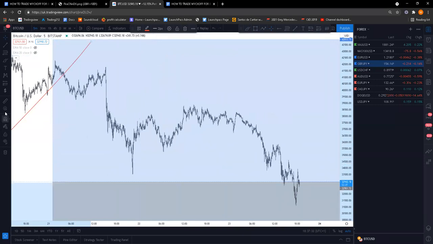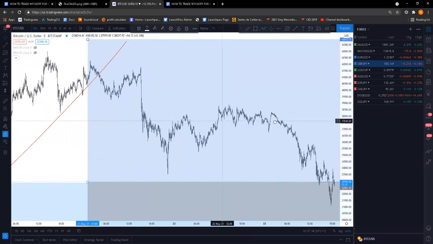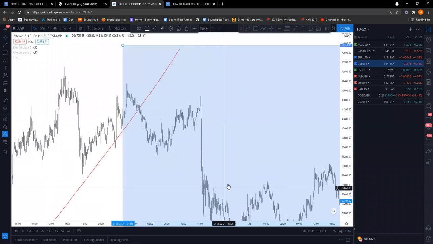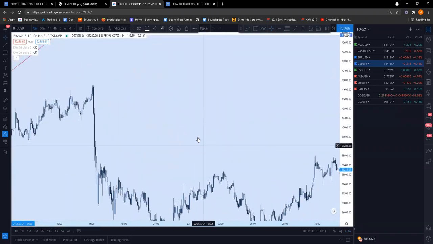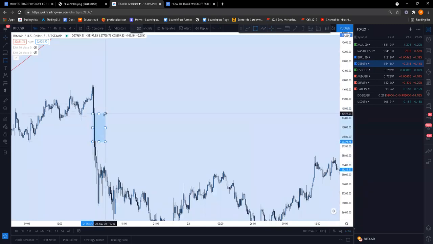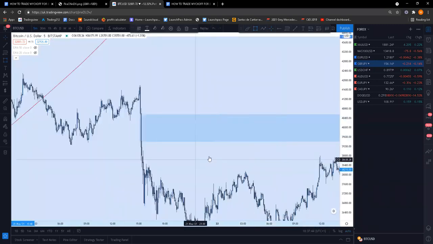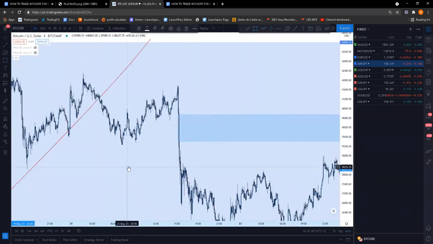But I'm not entering any trades on Bitcoin, exactly why I said before, it's volatile, and I don't want to be entering any trades on assets that are as volatile as Bitcoin. You could argue that there is a nice area of imbalance that it could potentially go to.